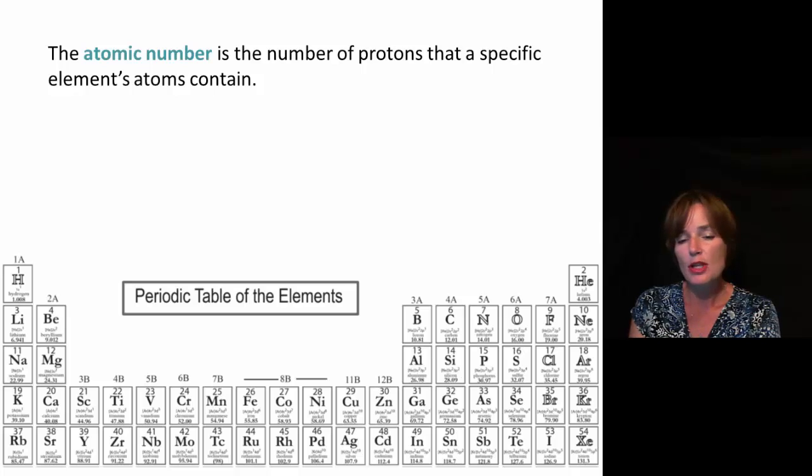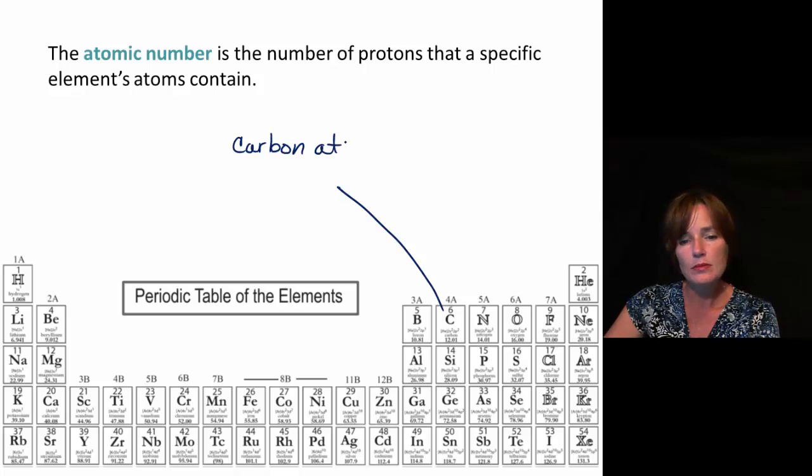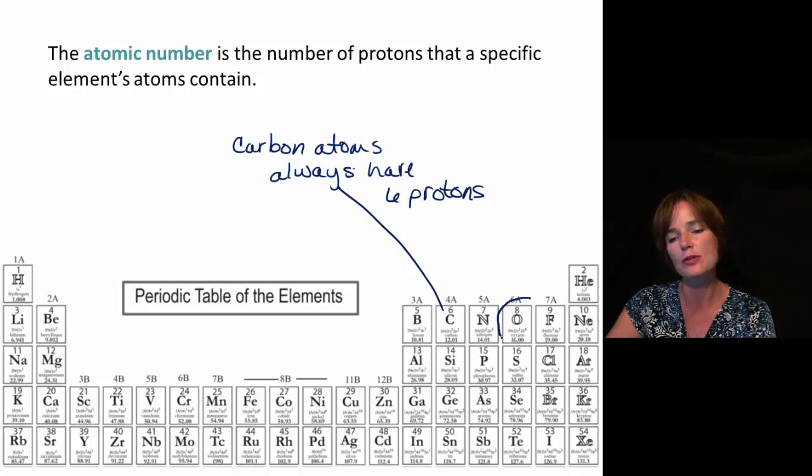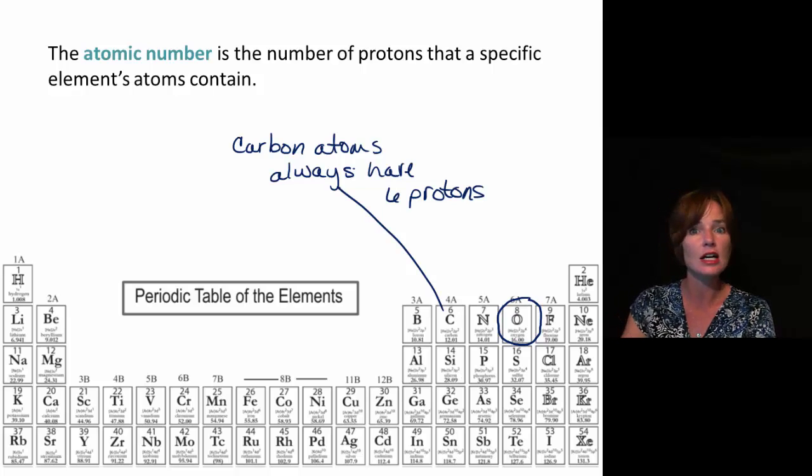So if we look at just some of the ones that we're going to be focusing on, notice here that carbon atoms will always have 6 protons. And the reason for that is because we can see a number 6 in the top of the box. So carbon will always have 6 protons. If we have an atom that has 8 protons, well, that would be something else. And we can see right here, if it's an atom that has 8 protons, that's going to be oxygen, because oxygen has the 8 in the top of the box. So that's the usefulness of the atomic number.